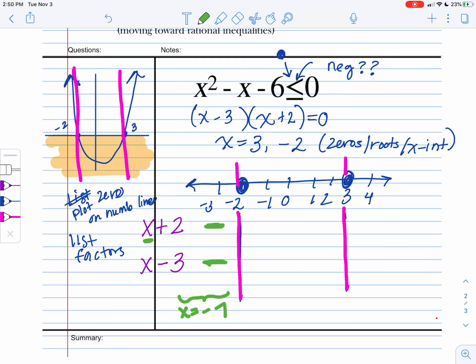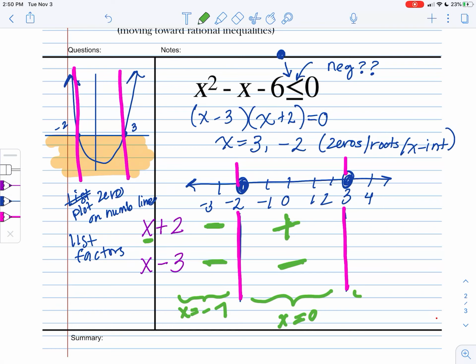Okay? I'm going to pick a number in this portion now, this category, and I'm going to pick 0. You guys know I love 0. So that makes it easy. 0 plus 2, well, that's 2. 2 is a positive number. And 0 minus 3 is -3. That's a negative number. This would hold true for any number I chose. Notice I do not choose on my dots. Don't choose on my dots. I could choose -1, 0, 1, 2, any of those, and I would still get positive and negative here.